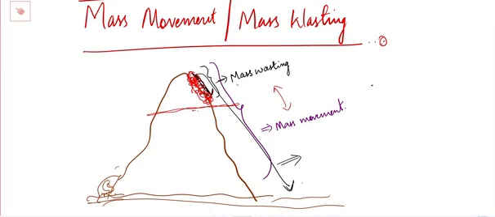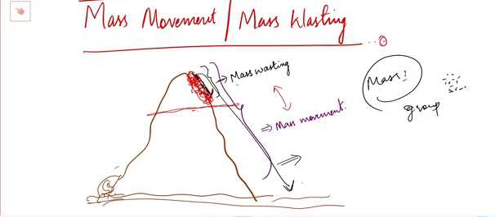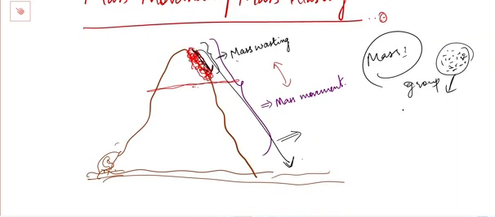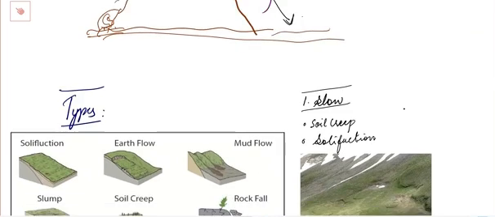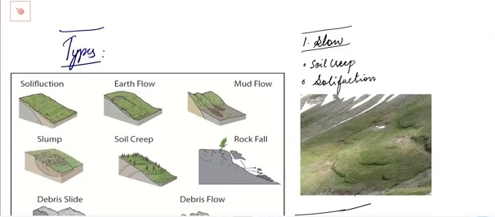Mass is nothing but a group of weathered particles, or a group of weathered rocks, which reaches the ground. This is known as mass movement. So this is the simple term we need to understand from the above diagram. Then let's see what the types of mass movement are.